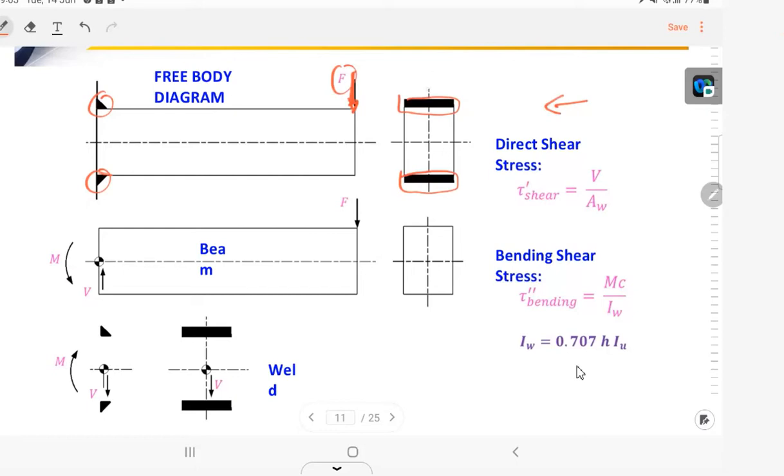So for the free body diagram of the welding, this is the free body diagram for the beam. Okay, this is a free body diagram for the weld. Satu kita tengok pada beam, satu lagi kita tengok pada welding. Okay, kita ada free body diagram for the welding. So we just sketch or draw the free body diagram for the welding.